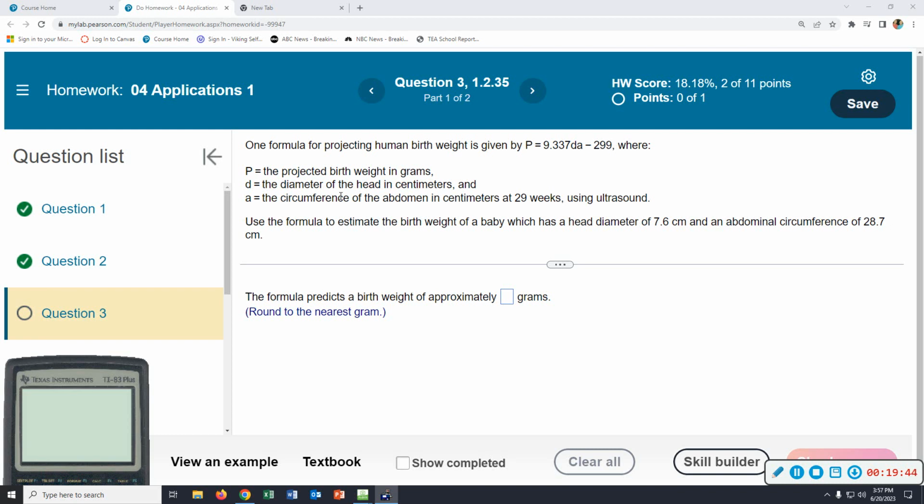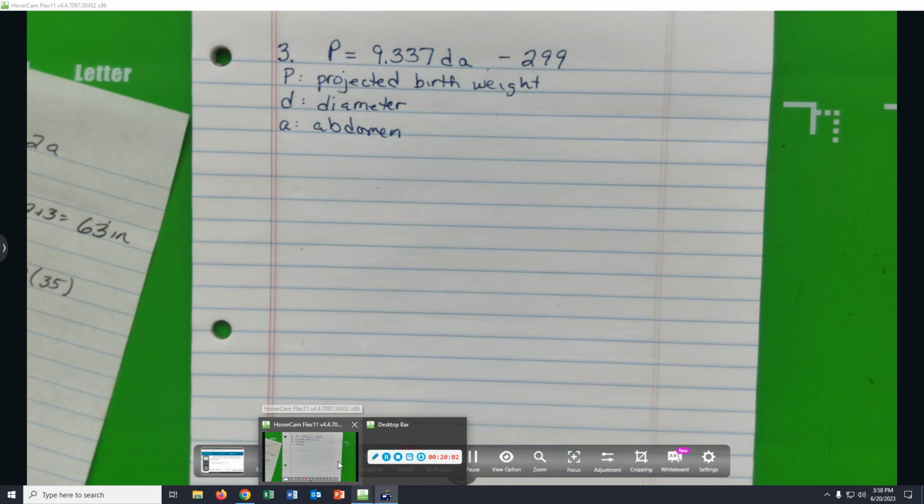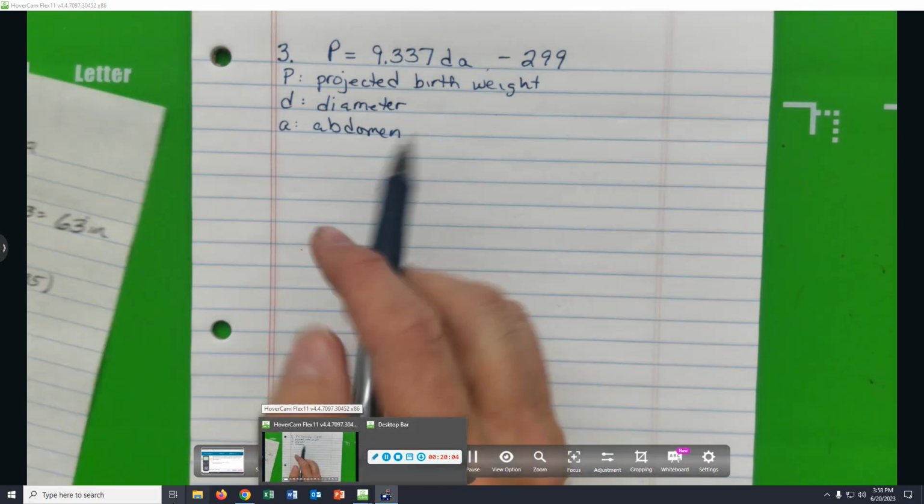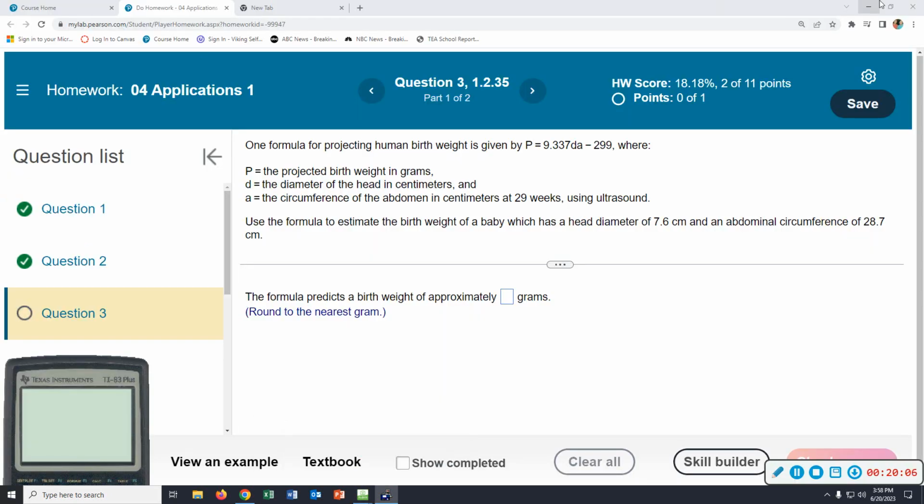And let me see, are they giving us centimeters? Yeah, okay. And A is the circumference of the abdomen in centimeters. So I did the lazy way. I did it right. Circumference of the abdomen. I just wrote abdomen. Okay.